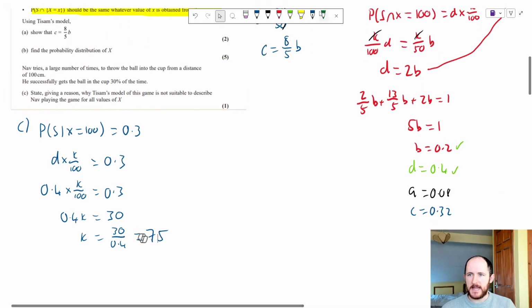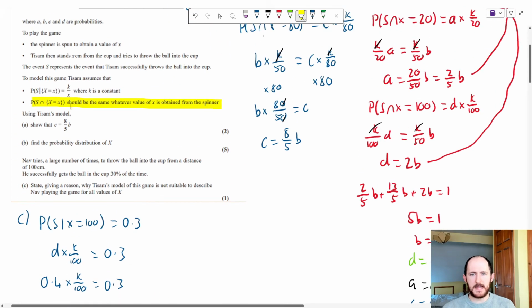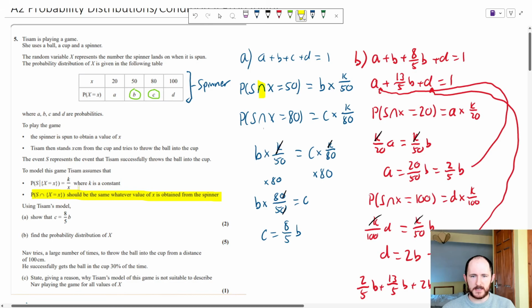But if K equals 75, bearing in mind they've told me it's not suitable, so there's something wrong with this answer, but I have to figure out what it is. So how do I do that? Well, if I assume K is 75 and I use this equation here, we have K over X. So what I'm going to do is I'm going to check for all of these if K over X works.